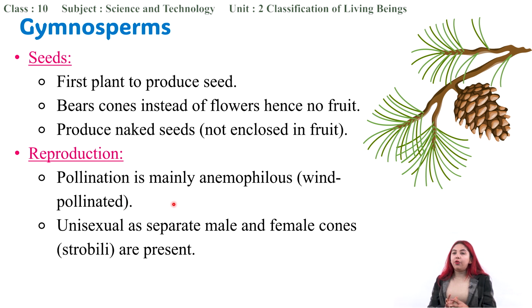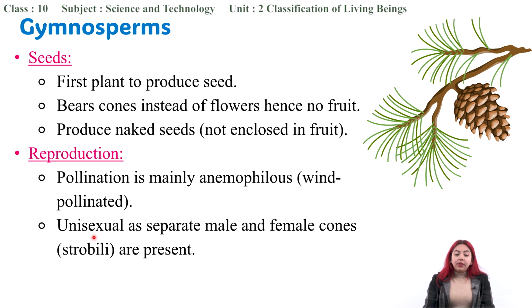The asexual mode of reproduction in gymnosperm is pretty rare, but you can also see that if certain branch of a gymnosperm falls down, if they have a favorable condition, they tend to grow into a new plant. So there are certain examples of asexual reproduction as well, but predominantly the mode of reproduction in gymnosperm is sexual.